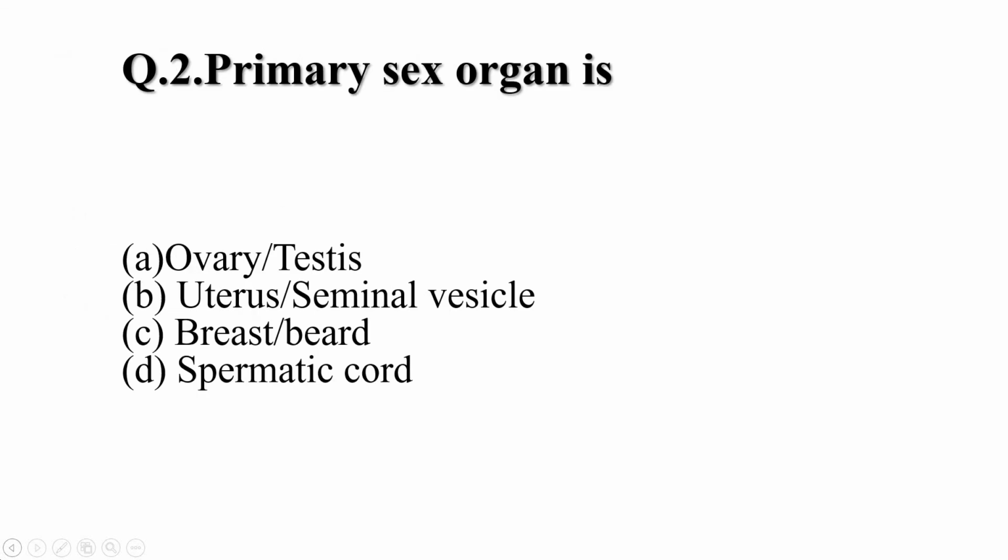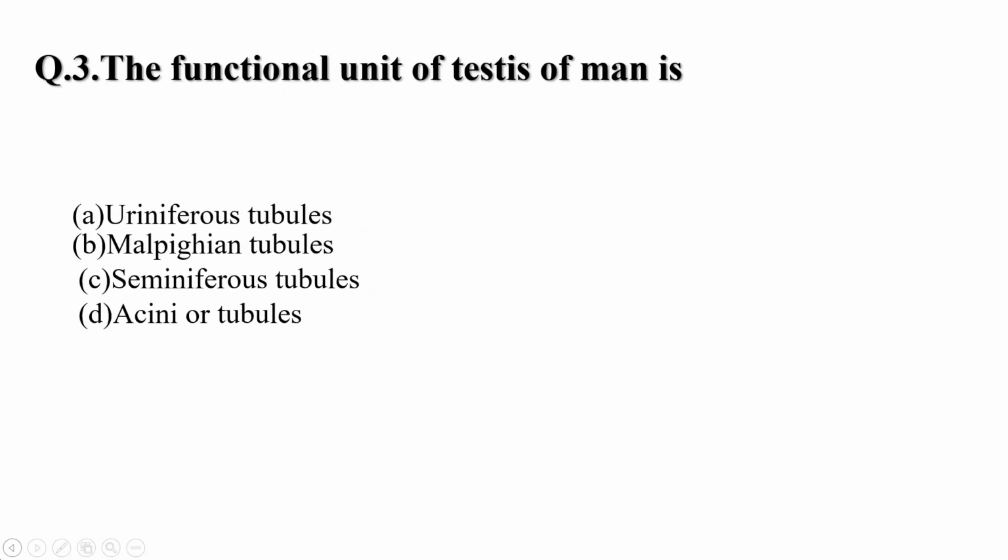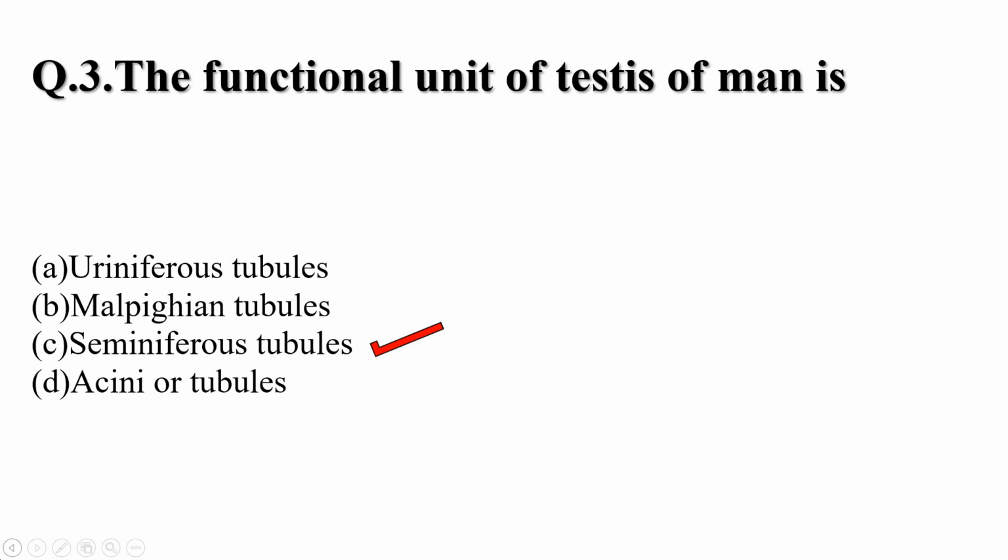Question 2. Primary sex organ is A, ovary, testis, B, uterus, seminal vesicle, C, breast, beard, D, spermatic cord. And the right answer is A, ovary, testis. Question 3. The functional unit of the testis of man is A, uriniferous tubules, B, Malpighian tubules, C, seminiferous tubules, D, acinar tubules. And the right answer is C, seminiferous tubules.